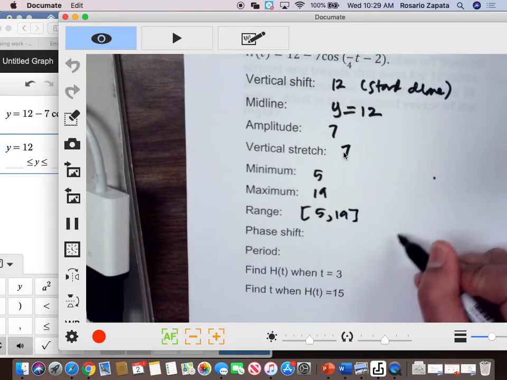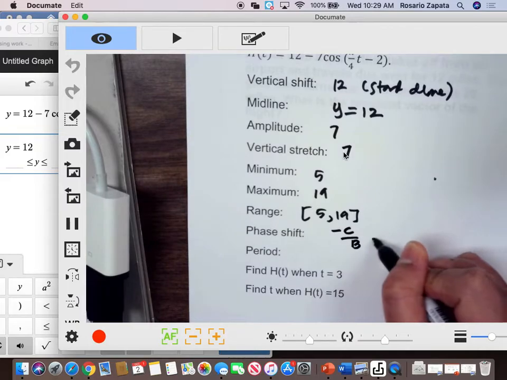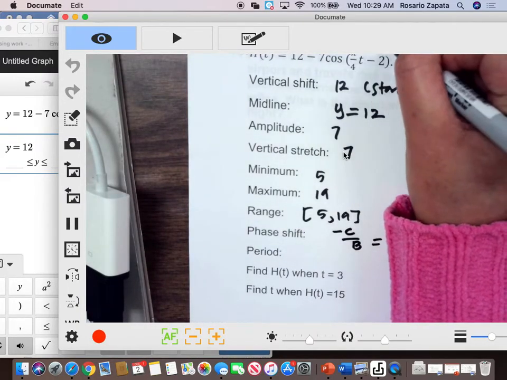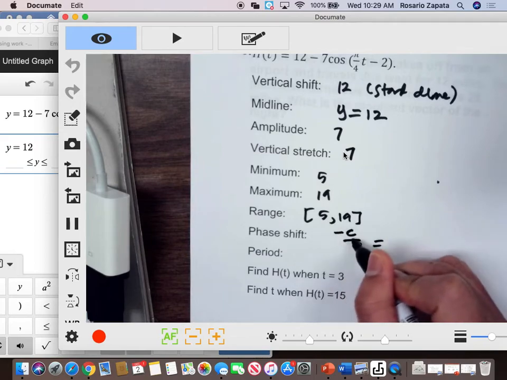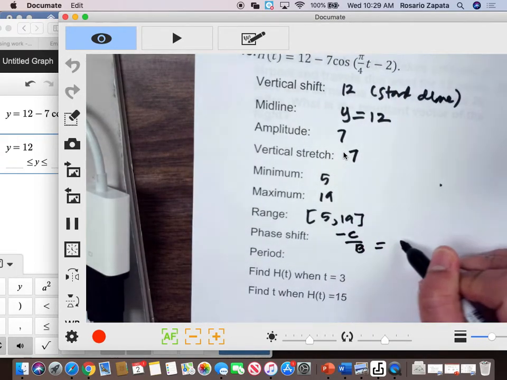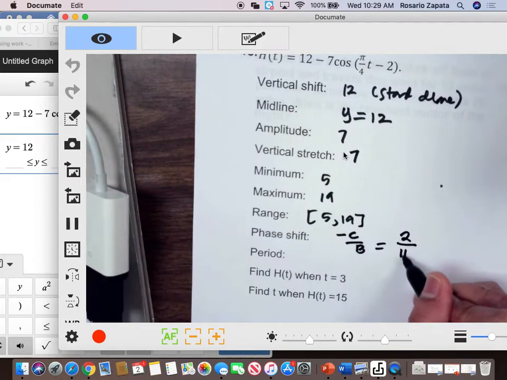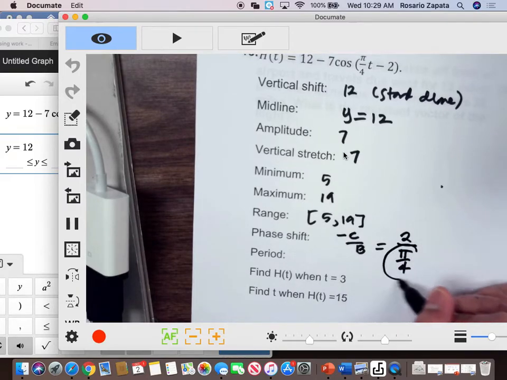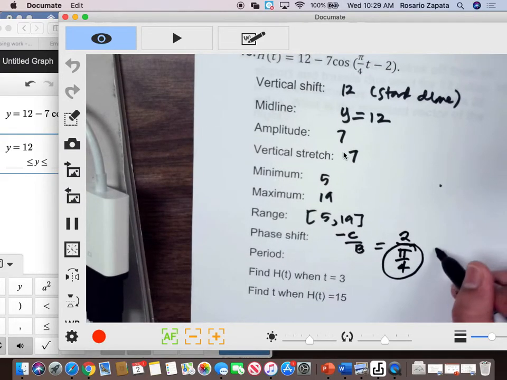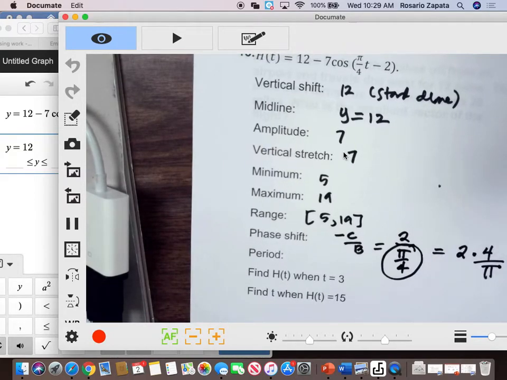Phase shift is negative C over B. This is your B and this is your C. But because it's negative C, you need to change the sign. From negative 2, you will use positive 2. And then your B is pi over 4. Because we're dividing fractions, we need to reciprocate pi over 4. It becomes 4 over pi. And so you will have 8 over pi. So it means that the graph has moved to the right side by 8 over pi, because the phase shift is the same as the horizontal shift.